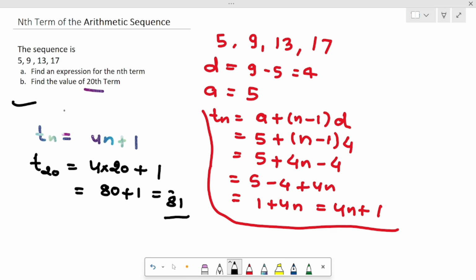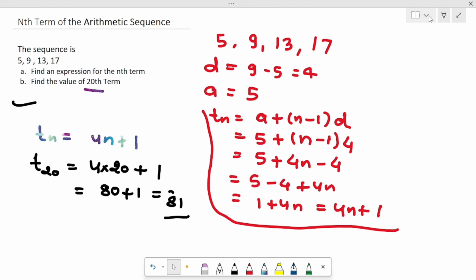So this is how we can find the nth term. You need to remember this formula, A plus n minus 1 into D, and substitute the values. They can ask for the 20th term, or anything like 100 terms as well. You just have to substitute the value of n and you'll get the answer. So let's move to the next question.